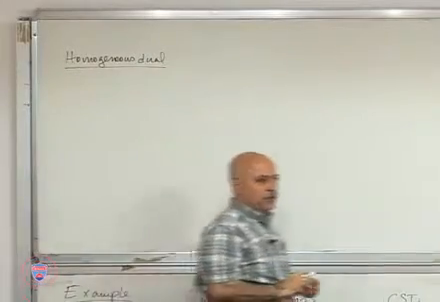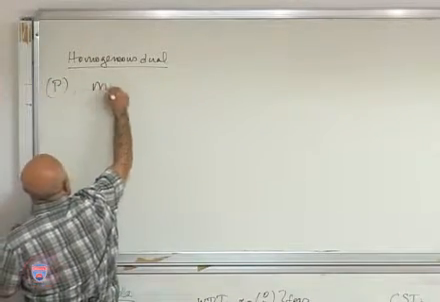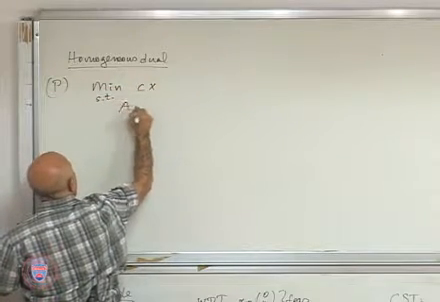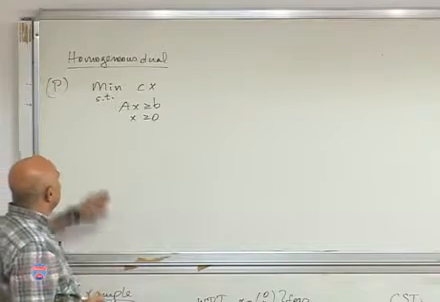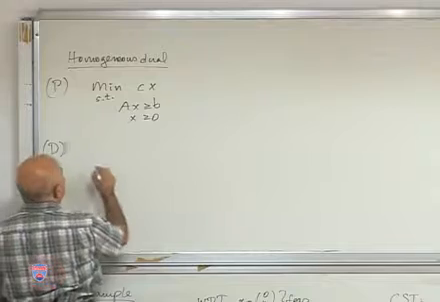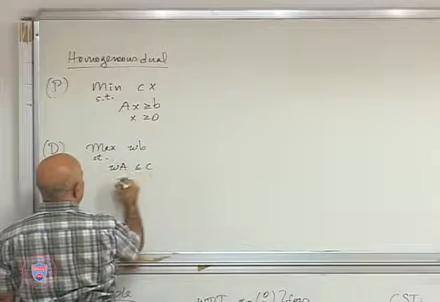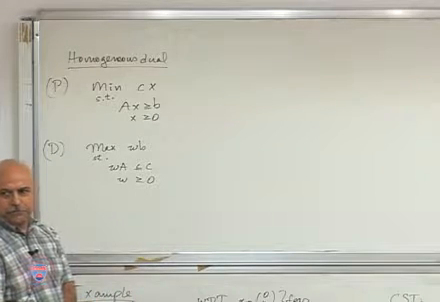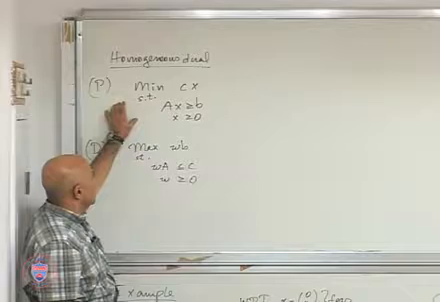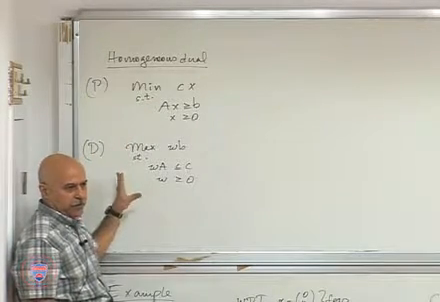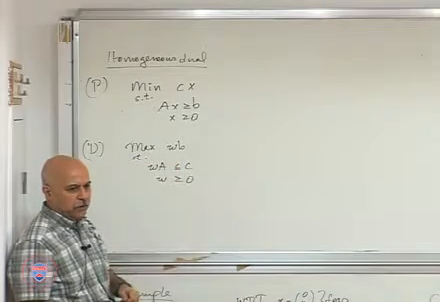There's also the thing called the homogeneous dual. Let's take a minimization type primal problem, say in canonical form. Now the regular dual for this is, what is it? Maximize WB subject to WA less than or equal to C with W non-negative. That's your normal dual. We had corollaries which said that if one problem is unbounded, the other one is infeasible. But the reverse implication was not quite right. If one is infeasible, the other one is either unbounded or infeasible.